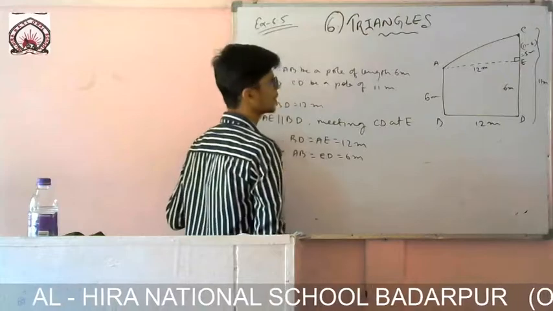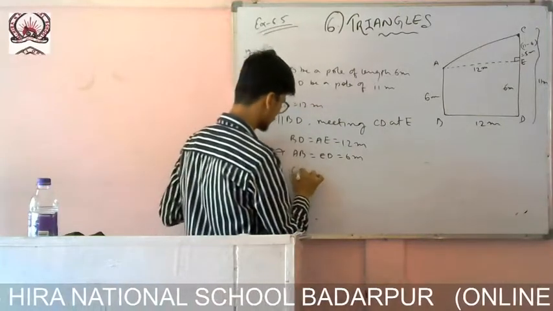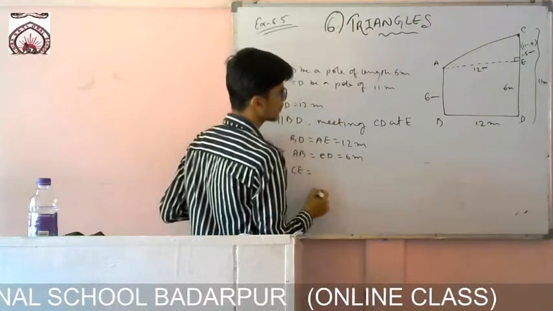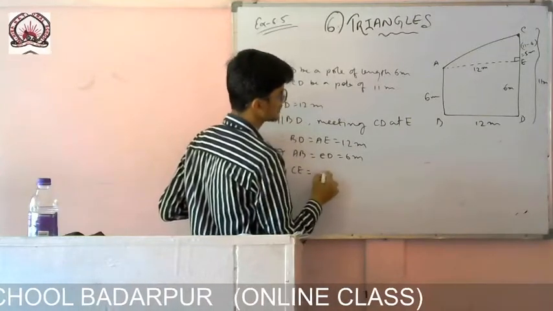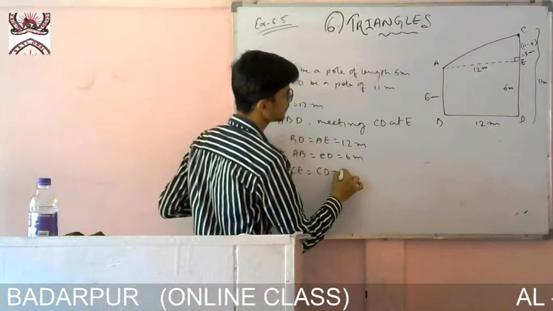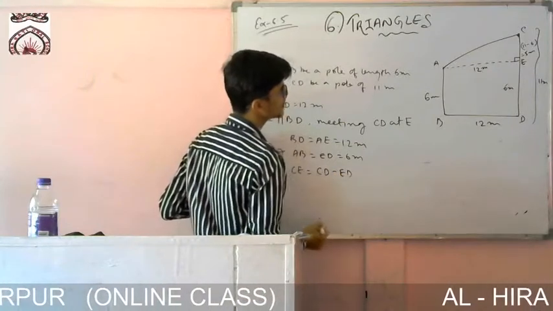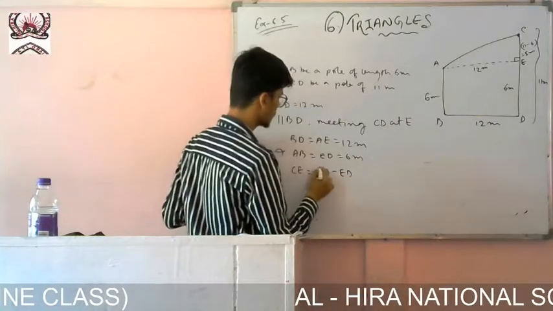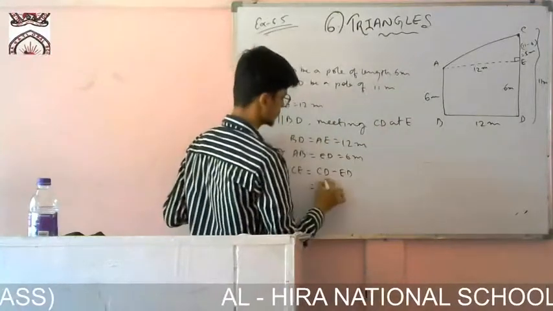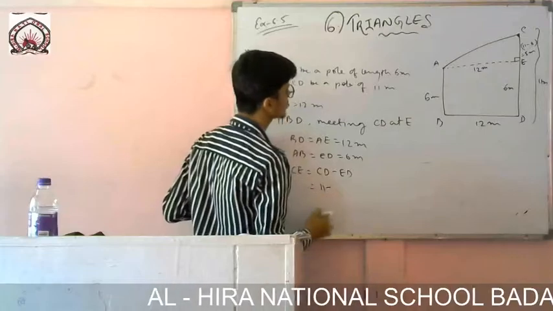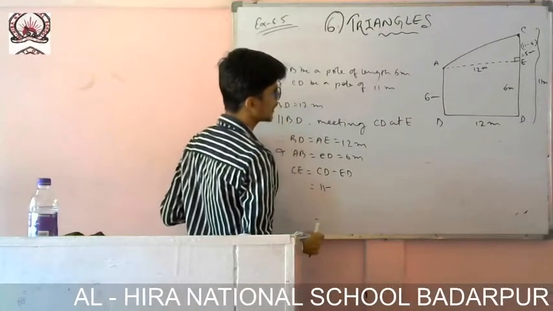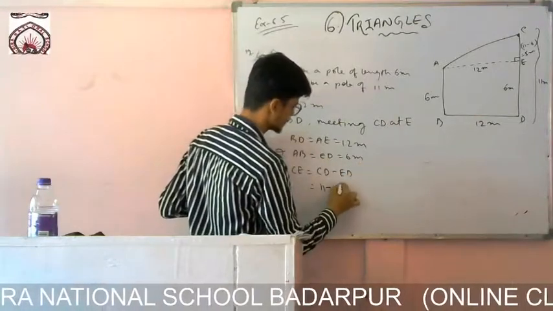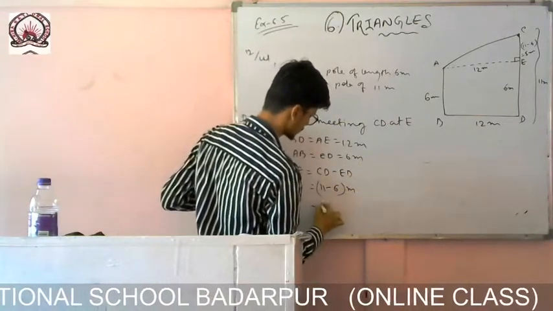So therefore what we are going to find, I need CE. So CE will be equal to this whole side, that means CD minus ED. CE equals CD minus ED. So what is the measurement of CD? It is 11 minus, and what is the measurement of this AB? That is ED. ED is 6. So 11 minus 6 meter, which is equal to 5 meter.